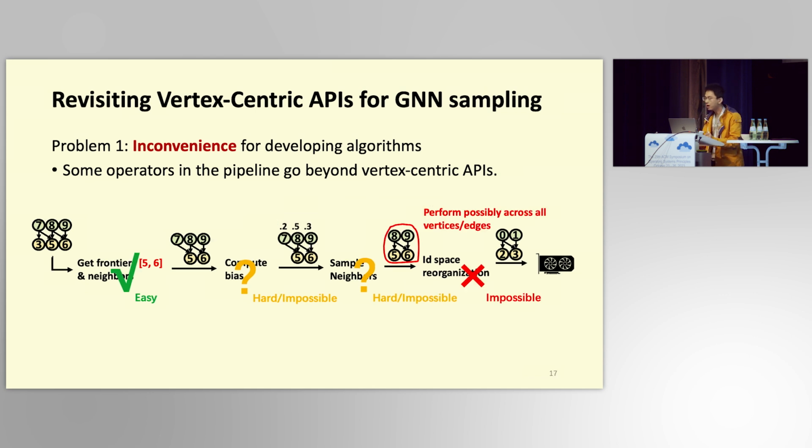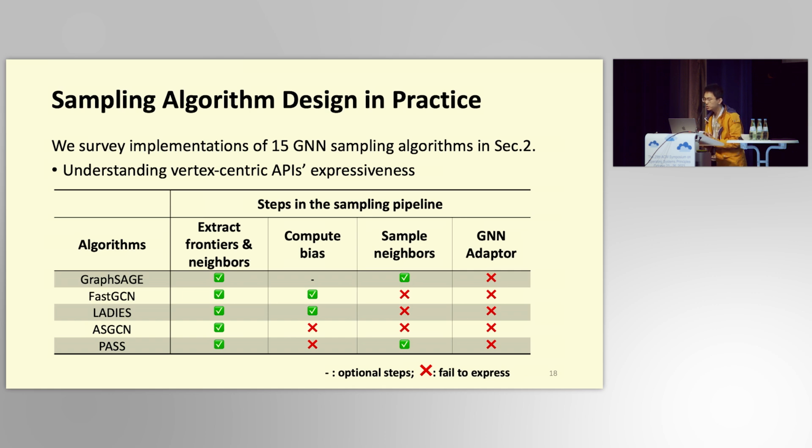And even worse, the fine-grained API cannot express ID reshuffling, which requires even more information, for instance the entire subgraph. To demonstrate this, we conducted a detailed study of 15 GNN sampling implementations, and the high-level observation is that the vertex-centric API fails to express many important operators. To address this issue, the current solution is to implement these operators in an ad hoc manner.